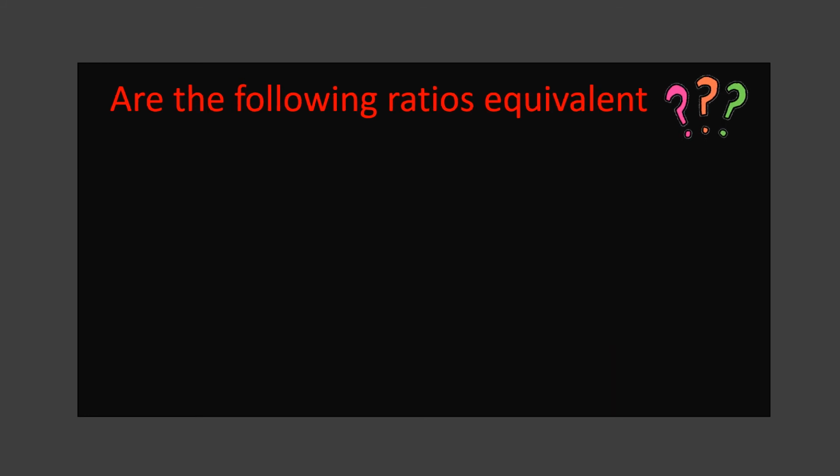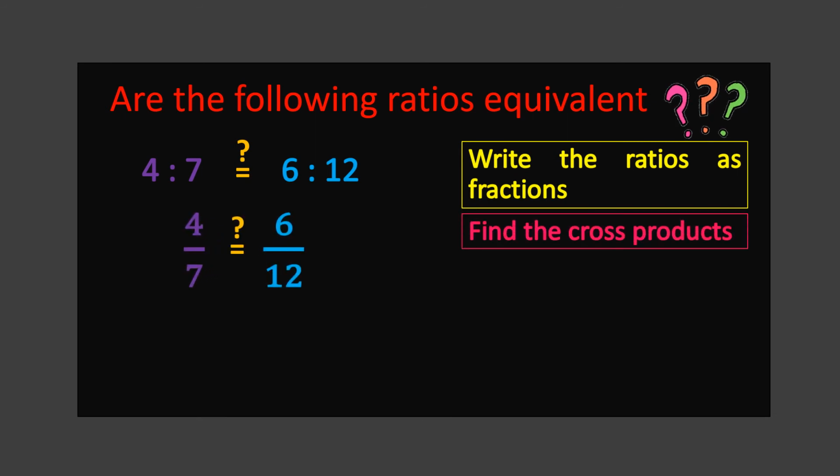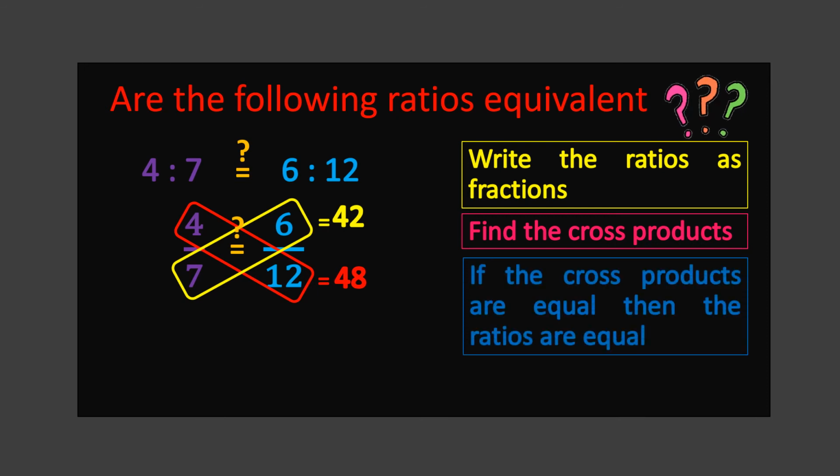Let's do another example on it. 4 is to 7 and 6 is to 12. Are they equivalent? First, write your ratios as a fraction and then find the cross products of it. 4 times 12 will give you 48. And then 7 times 6 gives you 42. We are getting different answers.